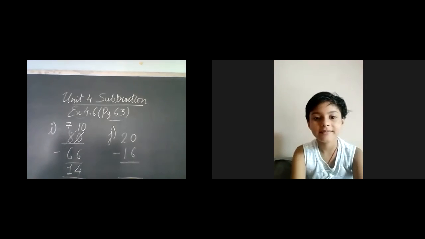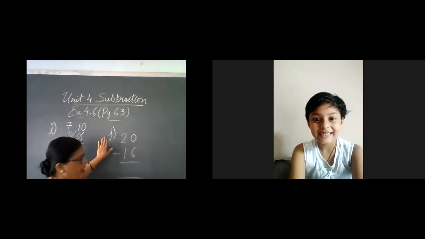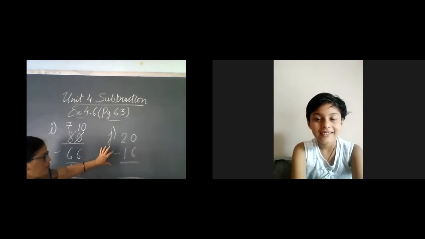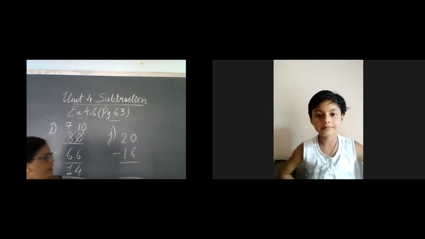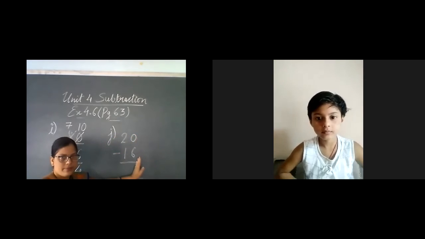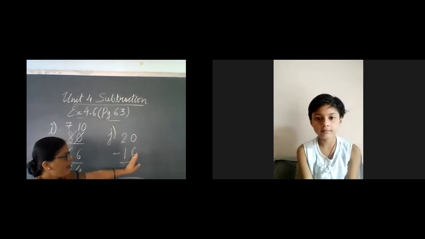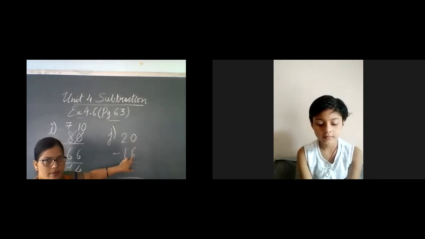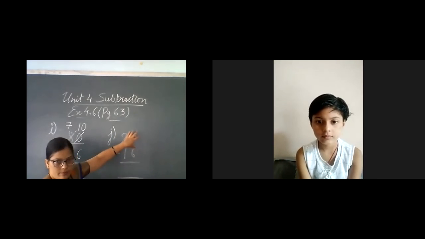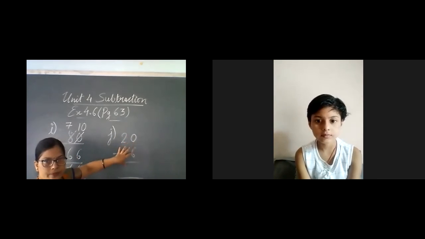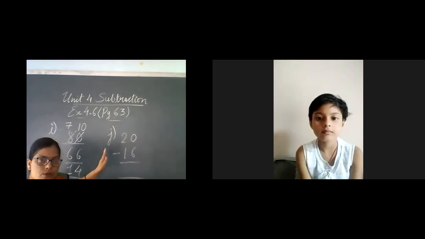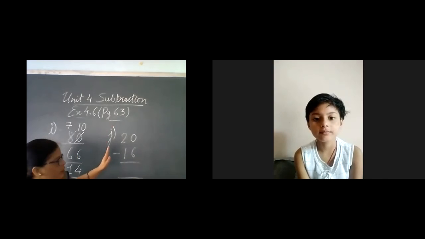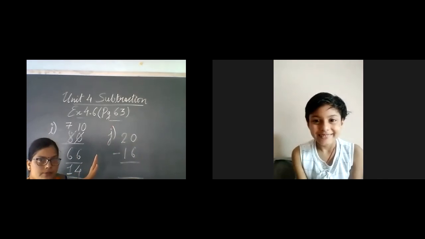Manyata, now we have to solve question number J. We have to take away 16 from 20. Very first step is to subtract the ones place. What do we have at the ones place? 0 and 6. We have to take away 6 from 0. Can we subtract? No, ma'am. So to subtract, what do we need to do? Borrow.